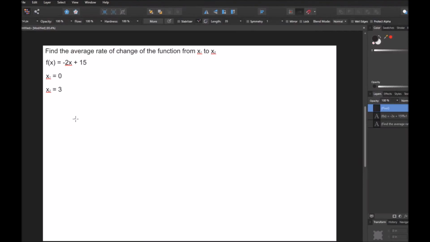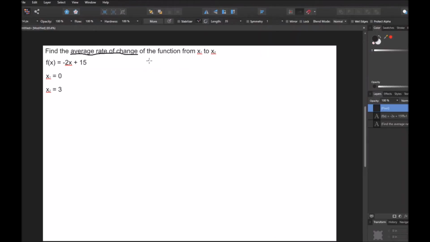Okay, so in this next question we're asked to find the average rate of change of the function from x1 to x2. And our function is f of x equals negative 2x plus 15. Our x1 is 0, and our x2 is 3. Now, this problem may seem confusing or challenging at first, but you just need to look at the wording in the instructions. The average rate of change is another word for slope. It's saying find the slope of the function from x1 to x2, or rather from x2 to x1 would be more reasonable.